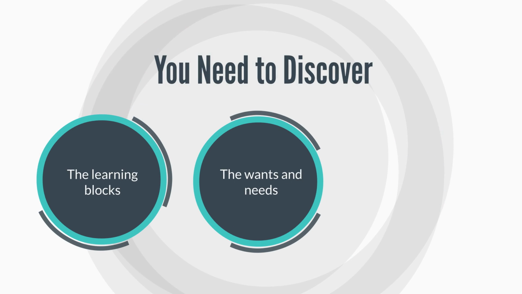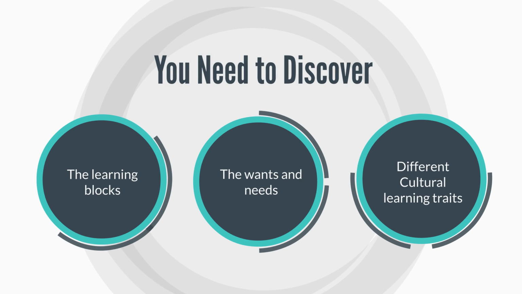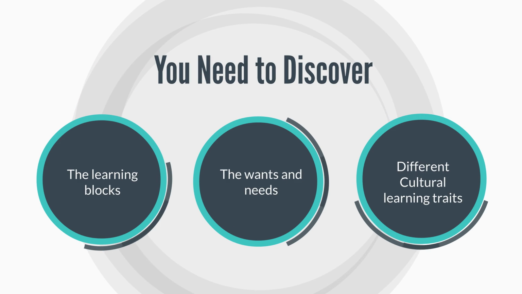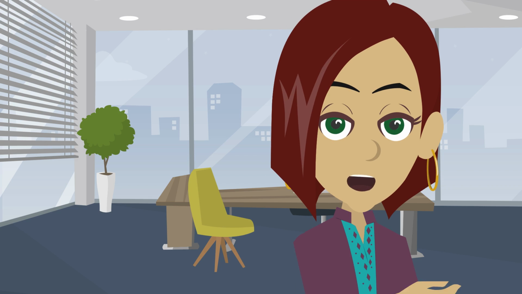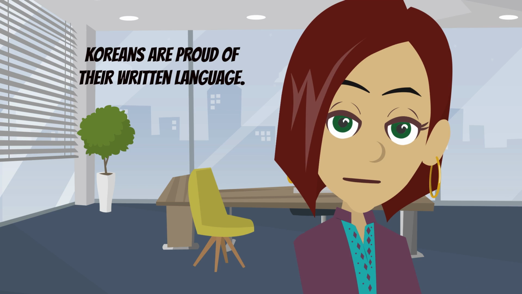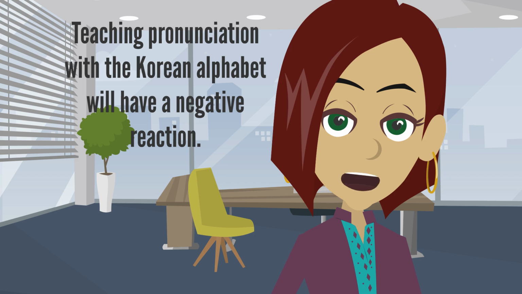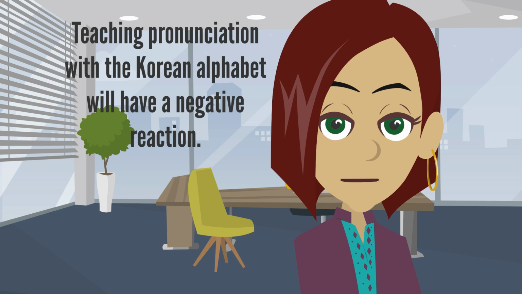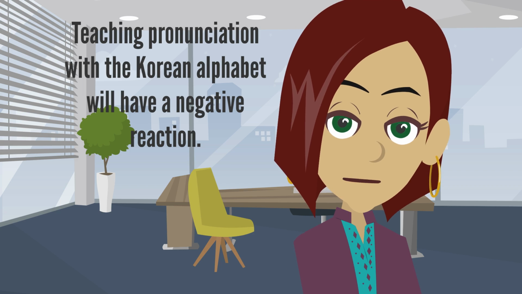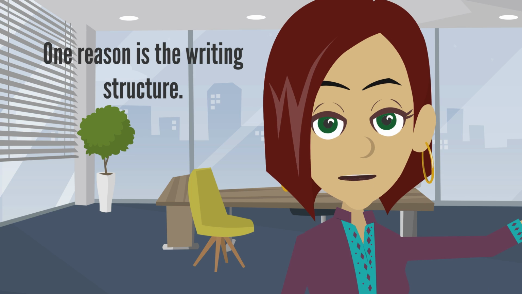To do this, you have to find out what are the learning blocks for each class, their wants and needs. Let's take for example a class in South Korea. Koreans are very proud of their written language. Teaching pronunciation with their country's own alphabet will have a very negative reaction. One reason is the writing.